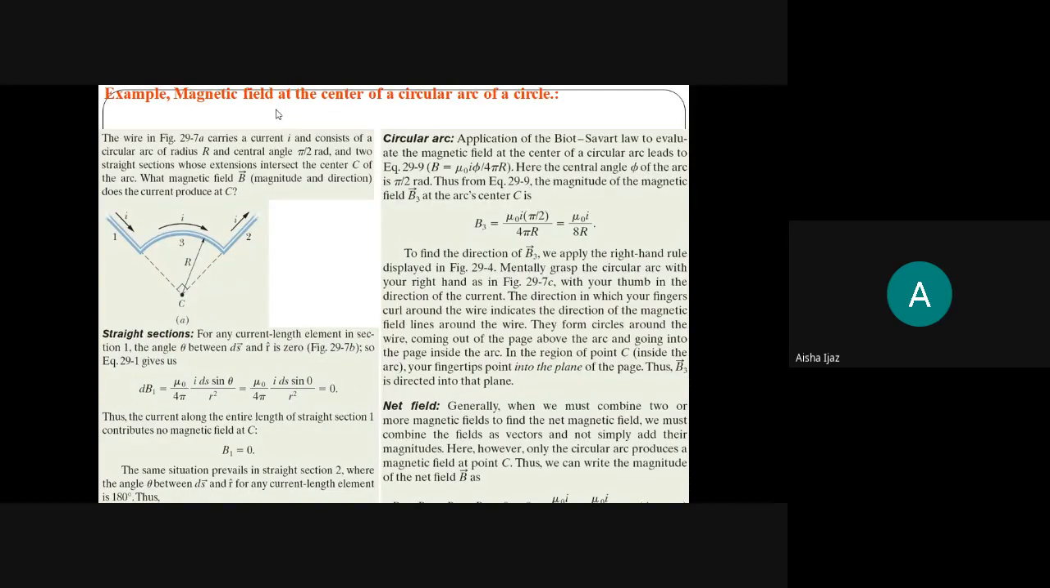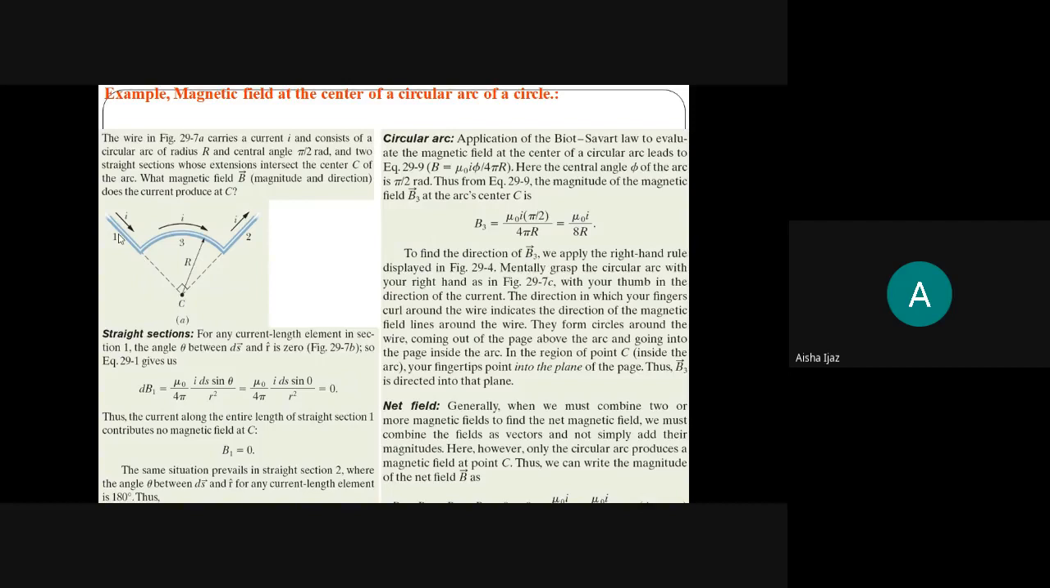This is the example from your book. So just read all the theory which is written here. I'm quickly reviewing it. Just look at this wire. This is not a known shape. So how can we divide it into known shapes? This is the configuration, and you have to find the B field at this point.